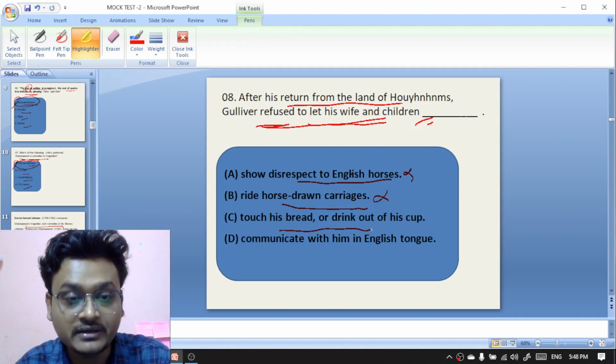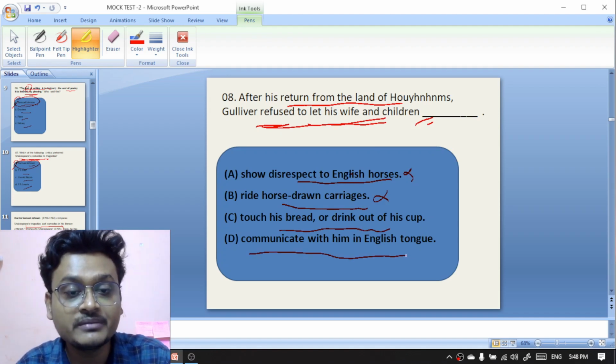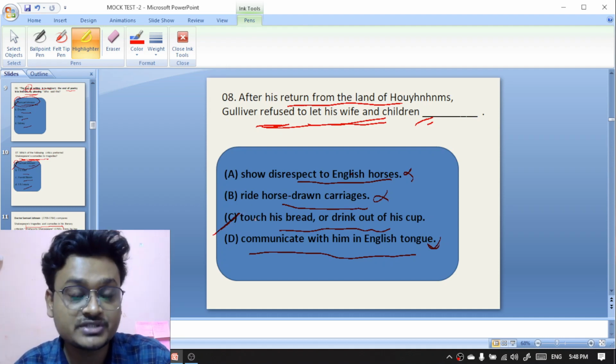Touch his bread and drink out of his cup, or communicate with him in English tongue? So it was to touch his bread and drink out of his cup. So C is the right option here.